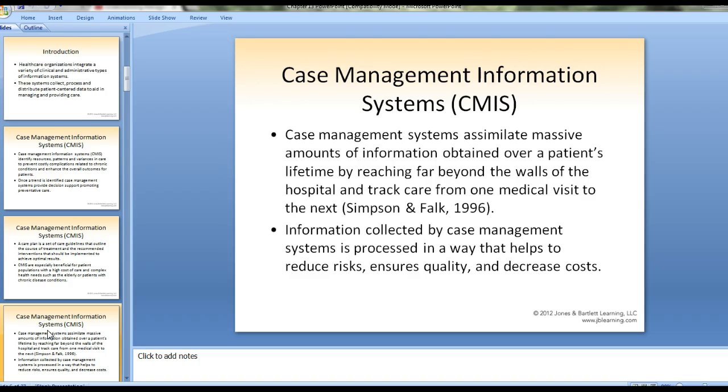Case management systems assimilate massive amounts of information obtained over a patient's lifetime by reaching beyond walls that we can't get to. And it's collected by the case management system and processed in a way that helps reduce risk, ensure quality, and decrease costs.